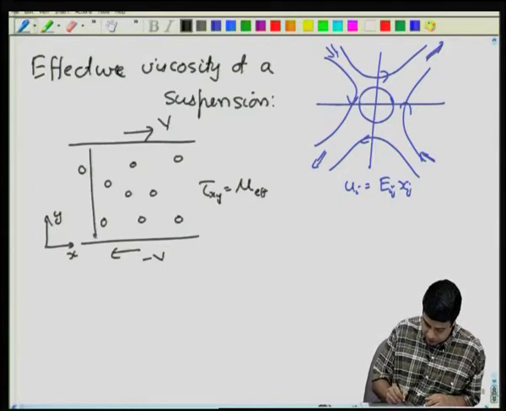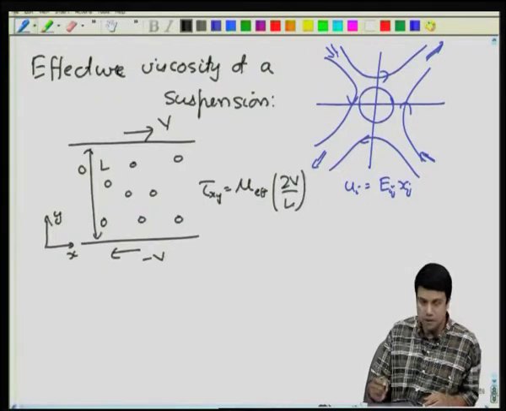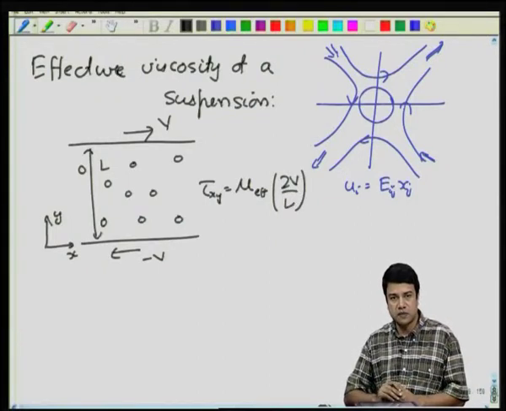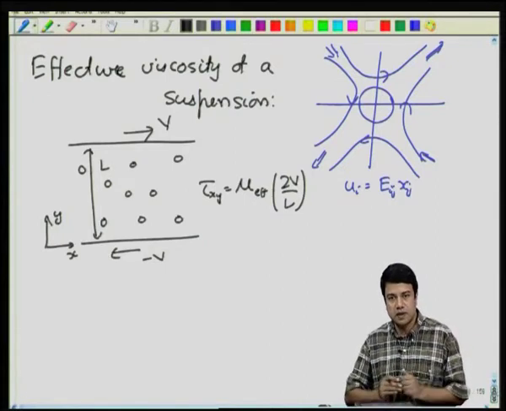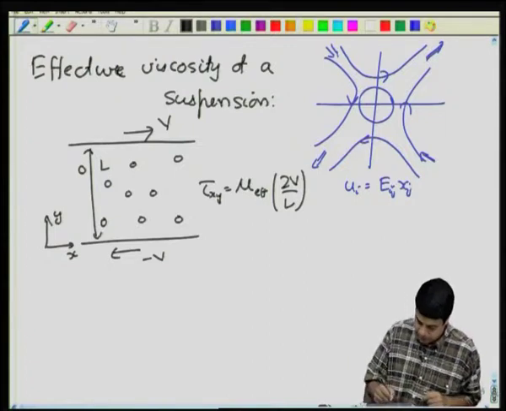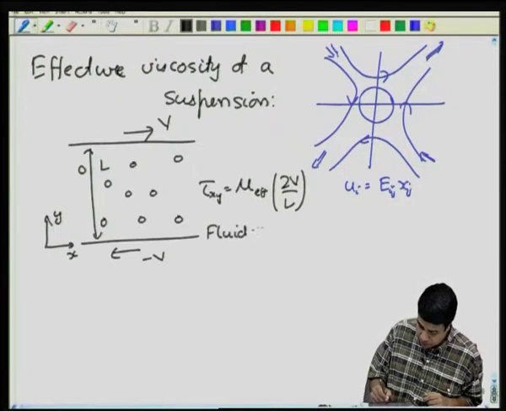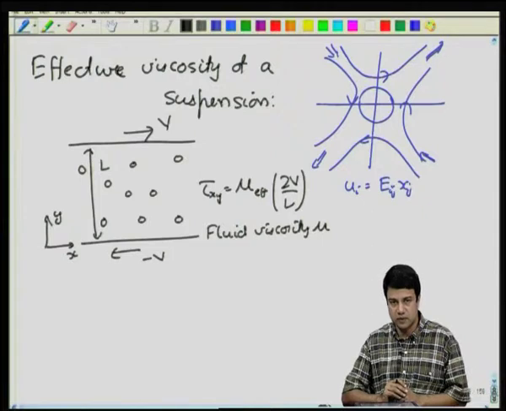If this distance was L, the macroscopic strain rate is 2 v by L. Since I have plates moving with plus and minus v, the net relative velocity is 2 v separated by distance L. Therefore, the macroscopic strain rate is 2 v by L. Of course, if I had no particles, then the viscosity would be just the fluid viscosity mu.